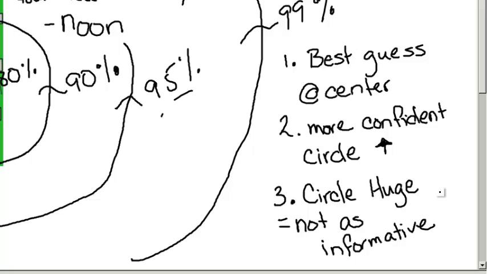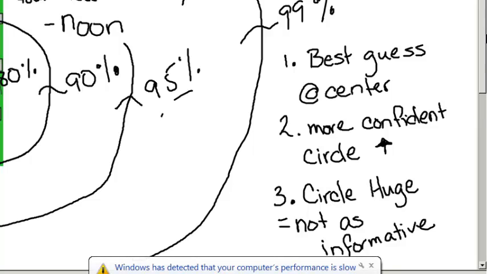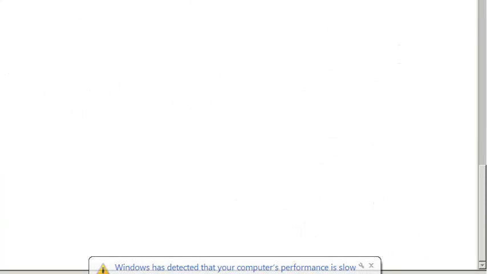So keeping this idea of trying to locate a child in a neighborhood and drawing circles around it to encompass more and more area, we're going to use this idea to explain what a confidence interval means in terms of statistics and parameters.